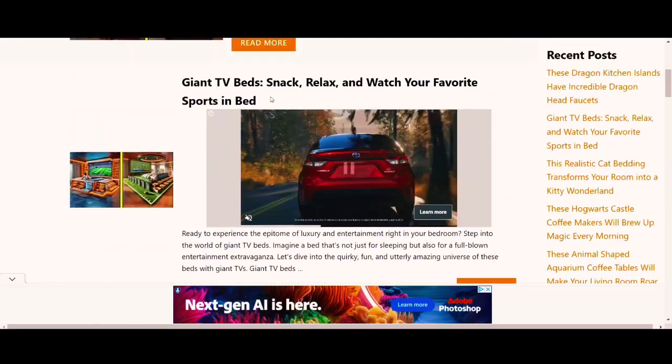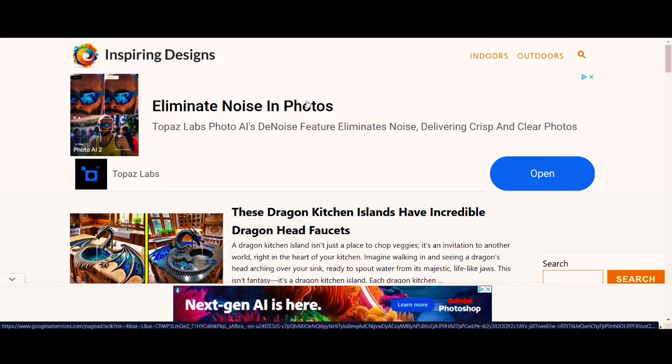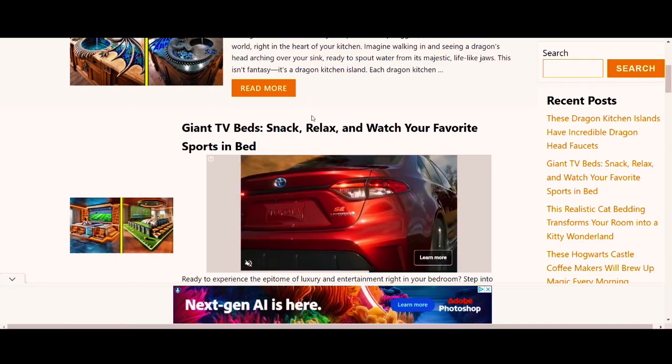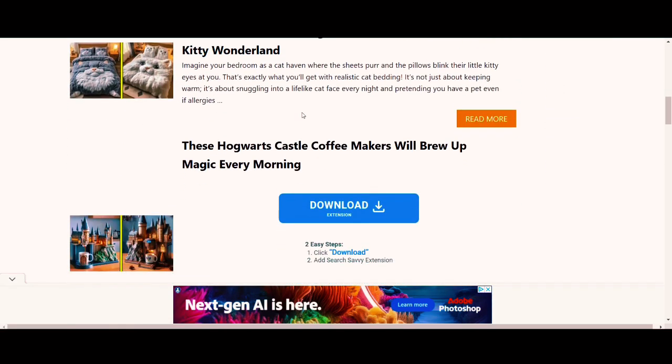And I did a little bit of research. This site is getting roughly 25,000 visitors per month. And so, yeah, they're making a little bit of money from that, but it's actually such a terrible strategy, and there's so many better ways to do it.